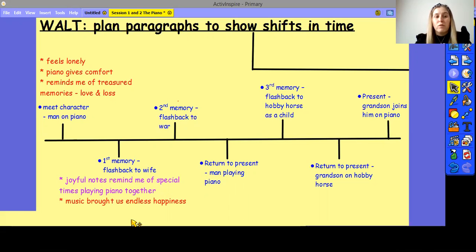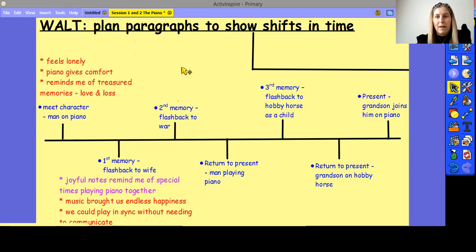Then I might talk about how the music brought us endless happiness, him and his wife, that we could play in sync without needing to communicate. So that's given the understanding that it was something they did so often together that they were just in tune with each other. Okay, and then I've got my second memory, which is the flashback to the war.